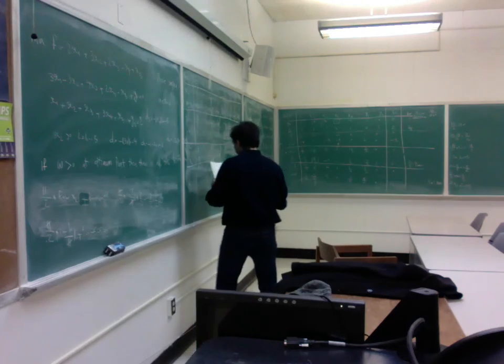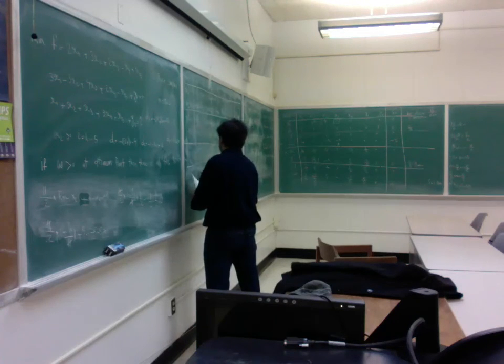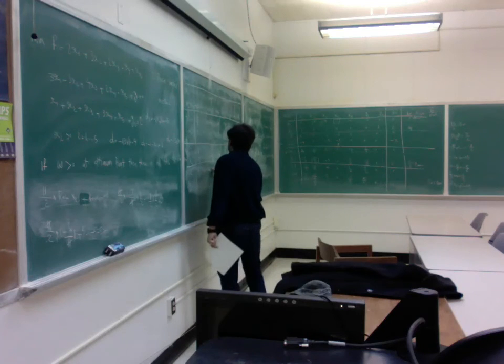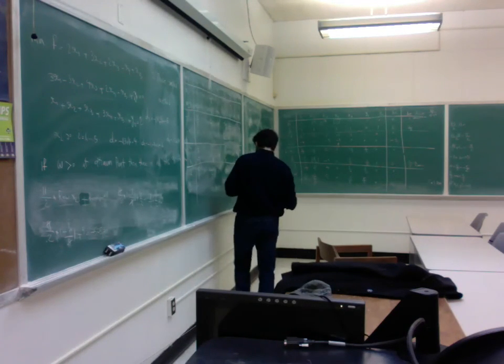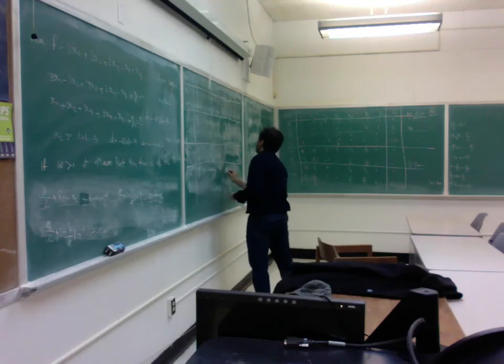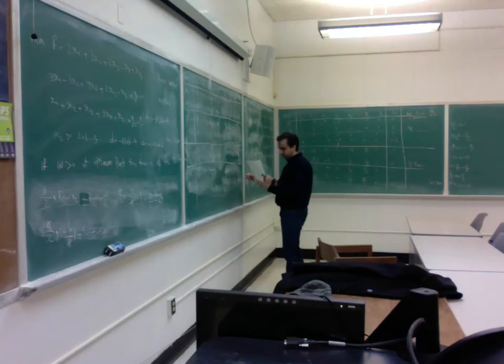And negative f is 49 divided by 11, 0, 59 over 11, 0, negative 2 over 11. And the objective function is negative 6 over 11.